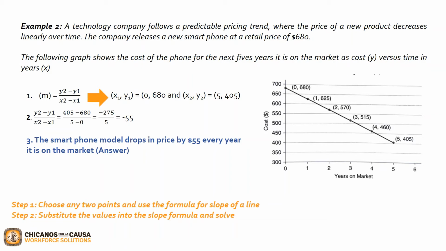So now we're going to interpret this. As the final answer, it tells us that the smartphone model drops in price by $55 every year it's on the market. Now, those are just the 2 points that I picked, but realistically, you could have picked any points that are given because it's stating that for every year, it drops by $55. So you'll still get the same answer.